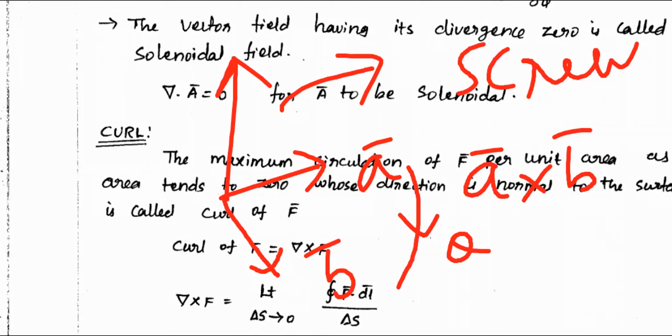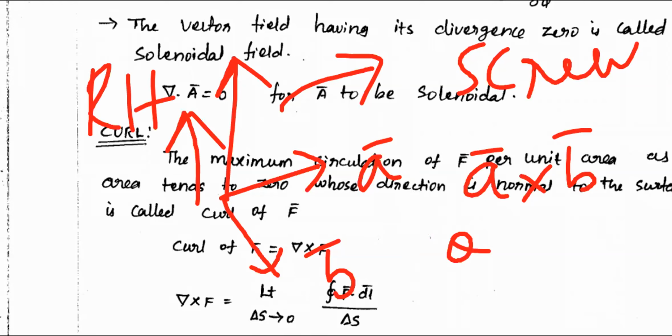Again there also, what rule does it follow? The right hand rule. If the screw has to go in this direction, definitely your vector has to move from this direction to this direction only. If the screw wants to go in the upward direction, then what will be the rotational nature of your right hand? That is definitely from B to A.